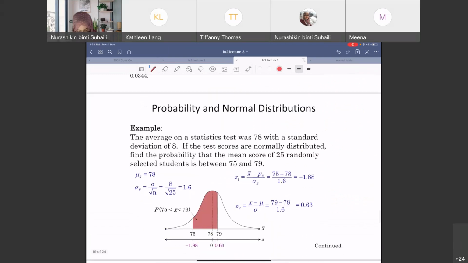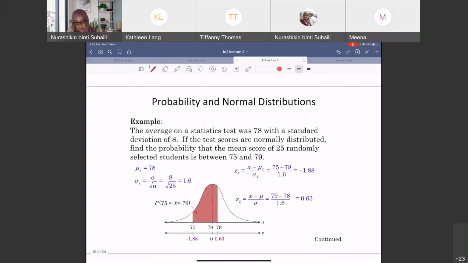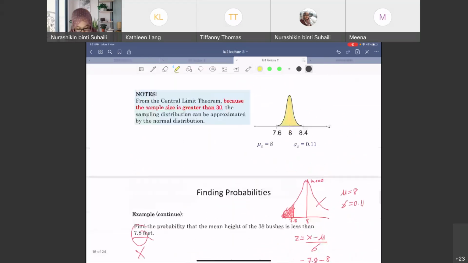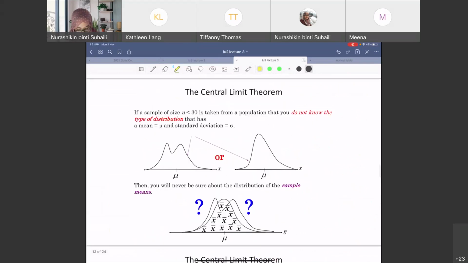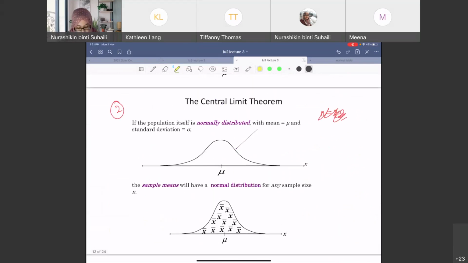Another example. The average of a statistic test was 78 with a standard deviation of 8. If the test scores are normally distributed, find the probability that the mean score of 25 randomly selected students is between 75 and 79. Here you can see there is information given: if the test scores are normally distributed. So it follows the second rule of the central limit theorem, which is this one: if the population itself is normally distributed. So that is the second rule.